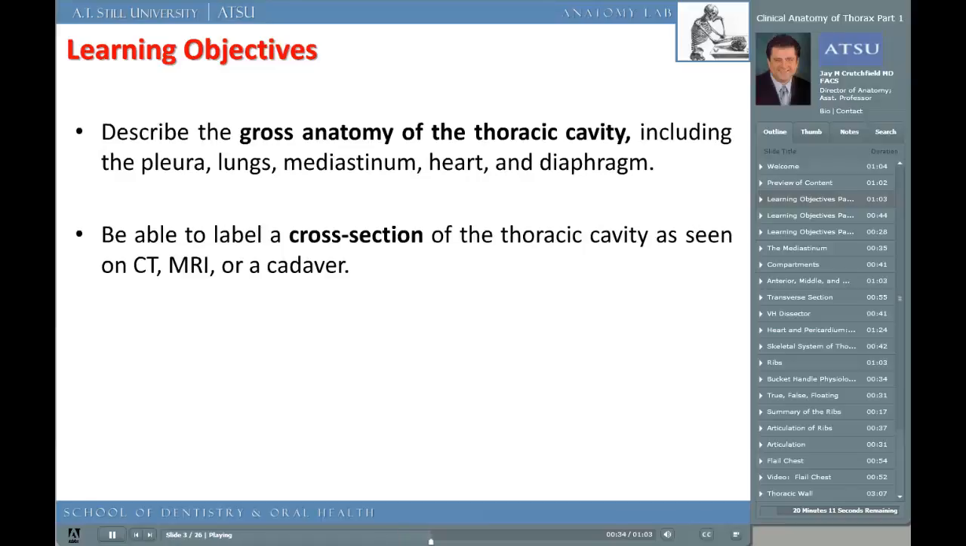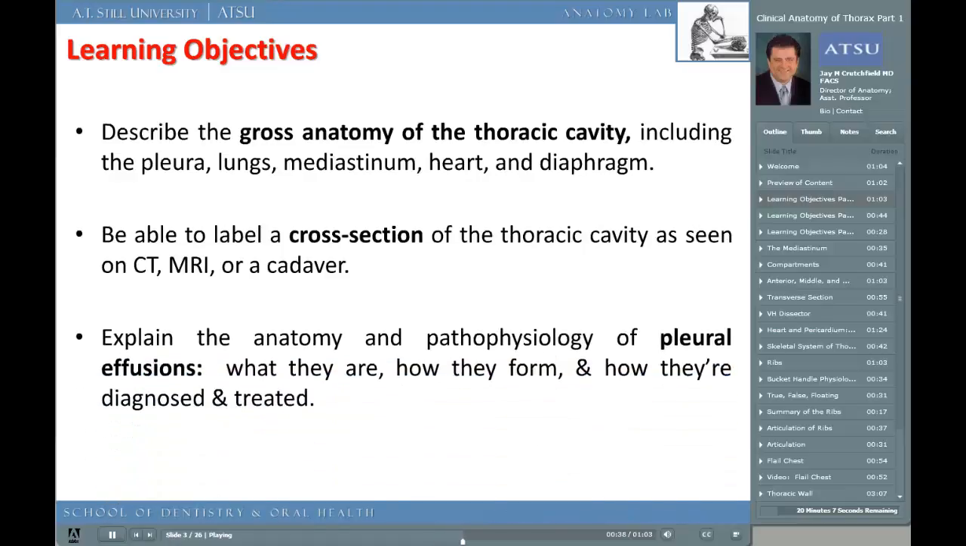Also, I'll expect you to understand and explain the anatomy and pathophysiology of pleural effusions, what they are, how they form, how they're diagnosed, and how they're treated. Once you've understood how a pleural effusion forms and it's treated, you'll be able to better understand what a pleurodesis is and what a VATS is, also known as a video-assisted thoracic surgery. In addition, I'll expect you to understand and explain the pathophysiology of chylothorax.